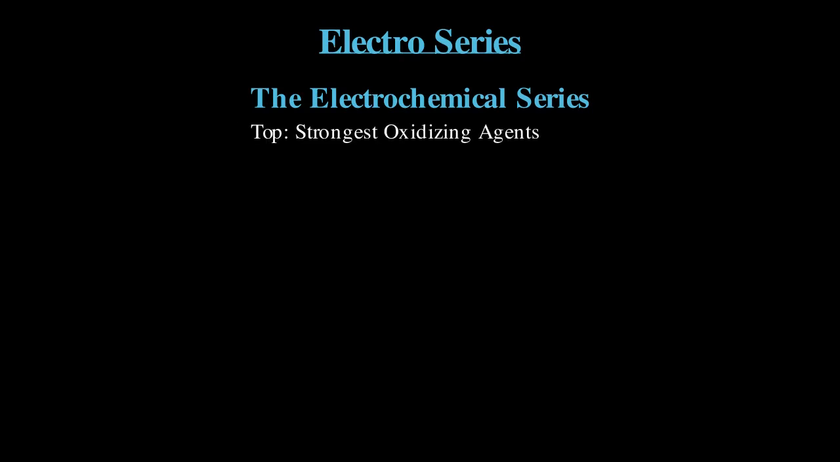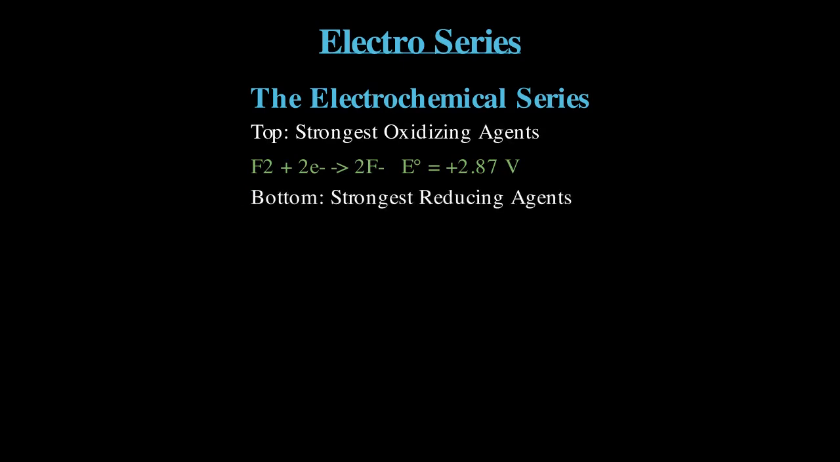Hello students! Today, we're exploring the electrochemical series. This is a ranked list of electrodes based on their standard reduction potentials. At the top, we find the strongest oxidizing agents, like fluorine with a potential of plus 2.87 volts. At the bottom are the strongest reducing agents, like lithium, with a potential of minus 3.04 volts.